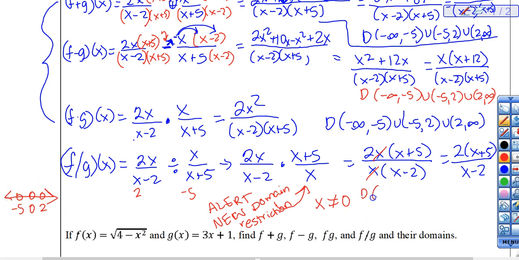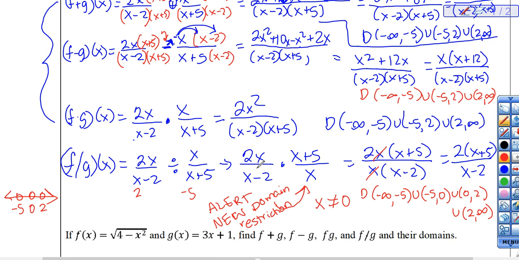So our domain starts from -infinity to -5, union -5 to 0, be thoughtful, union 0 to 2, union 2 to infinity. But you got to be careful, because you can't do math with x equals 0, because you can't do something times something undefined. Can't do it. So just be on alert when you're doing your division, that sometimes a new restriction will pop up right there in the middle of the process.